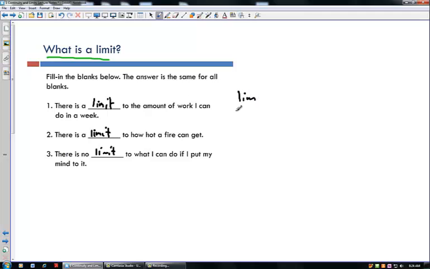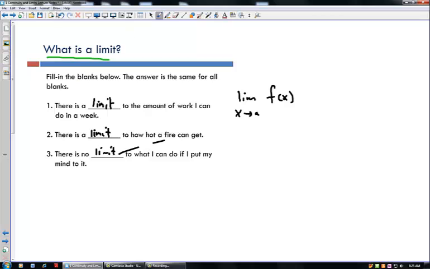And it reflects this idea, the limit as x goes to a of f of x. The idea that there's a limit to the amount of work I can do in a week: as the week goes by, there is a limit to how much work I can do. Maybe I can't do more than 70 or 80 hours of work in a week. There's a limit to how hot a fire can get. The idea is I stoke the fire more and more and make it hotter and hotter, but it's not going to pass a certain point, and that certain point we call the limit. Same thing down here. There is no limit to what I can do if I put my mind to it. The more that I focus, the more that I work, this says there's basically no bound to what I can do, that basically I can go off to infinity, is the idea.